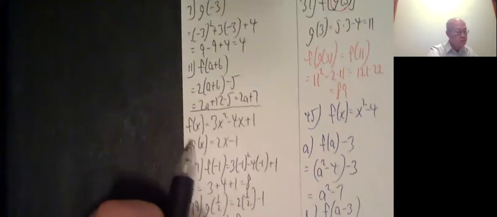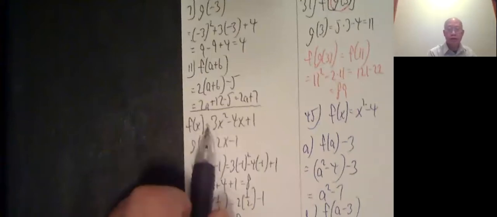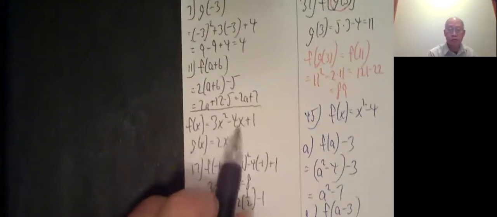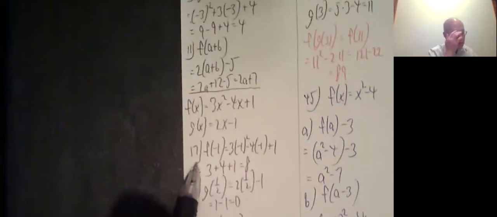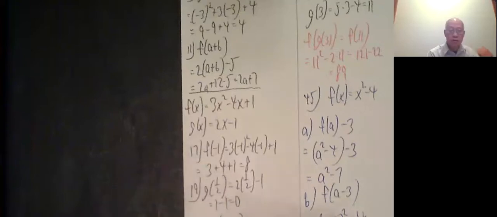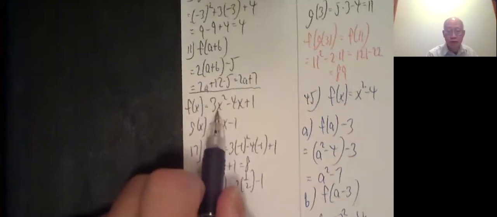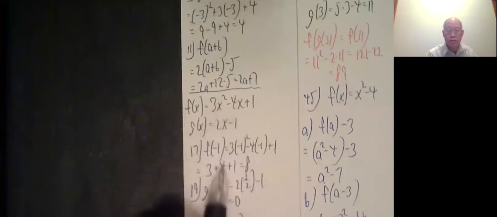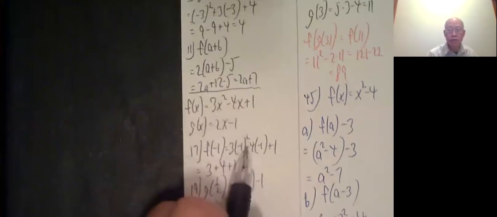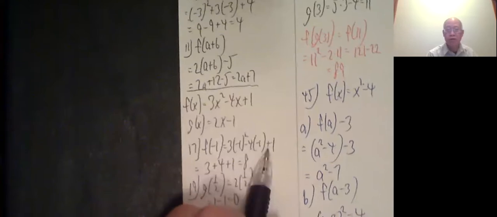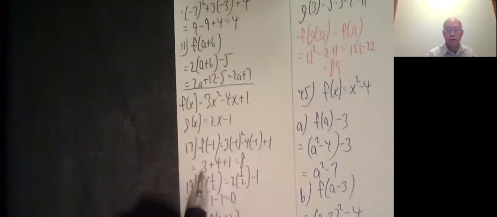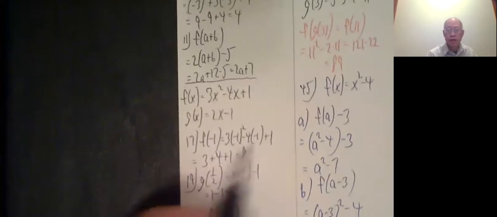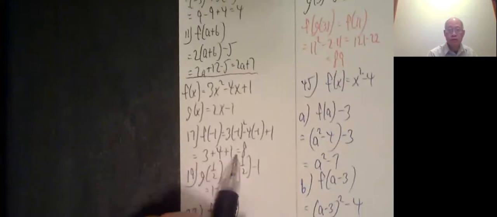Okay, the next set of problems, the functions are f of x equals 3x squared minus 4x plus 1, g of x equals 2x minus 1. So depending on whether they tell me f or g, you plug into either this one or this one. So 17, f of -1 means put a -1 right there, right there. So it's 3 times -1 squared minus 4 times -1 plus 1. So -1 squared is 1. 1 times 3 is 3. -4 times -1 is 4. 3 plus 4 plus 1 equals 8.